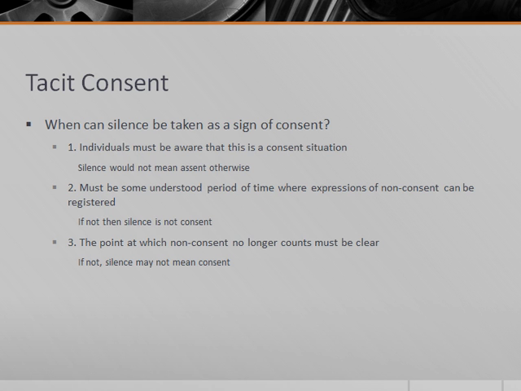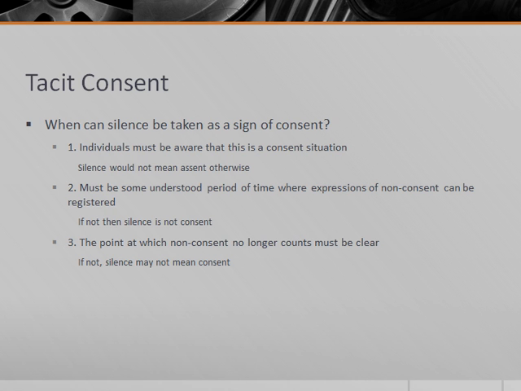So we can ask ourselves, what are the kinds of circumstances that would make silence a sign of consent? And are those circumstances applicable to the modern state? That is to say, when citizens don't explicitly consent to the state, perhaps they nonetheless tacitly consent to the state if the situation meets the kinds of criteria where usually silence means consent. So individuals have to be aware that this is a consent kind of situation.